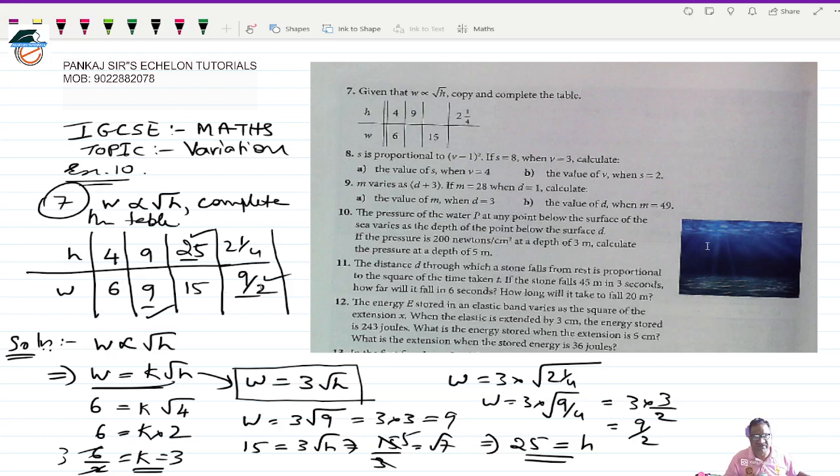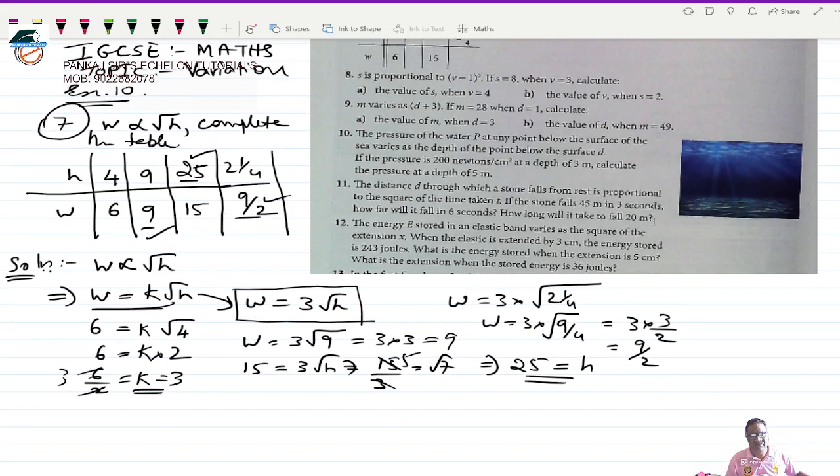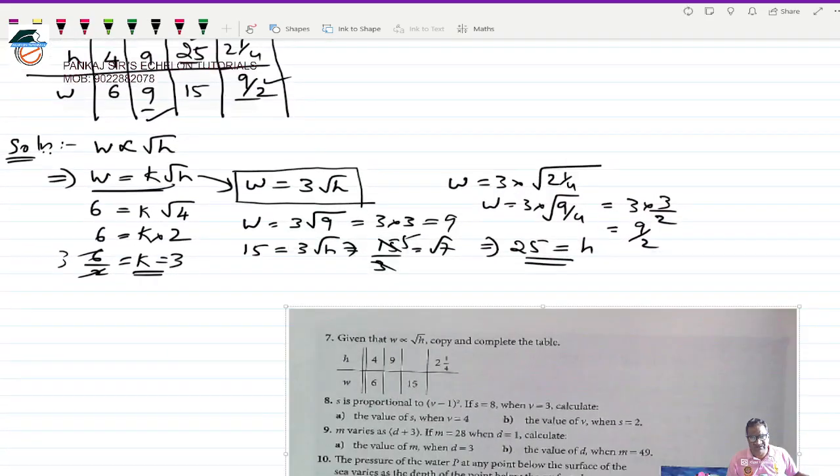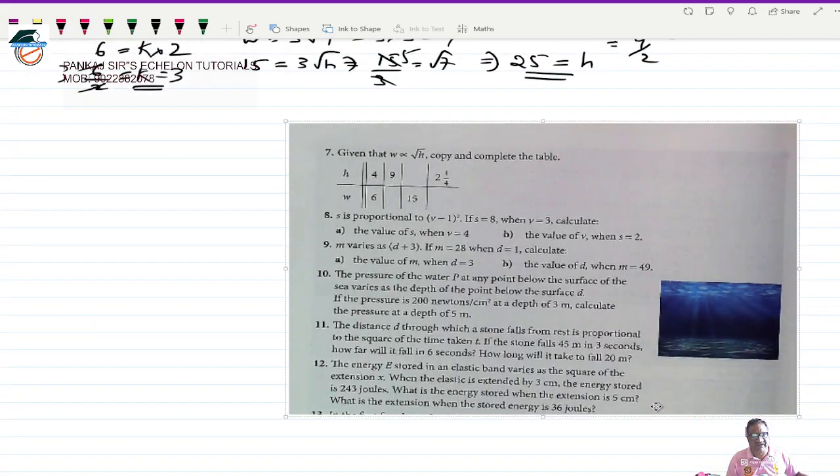Right now we are dealing with direct variation only. In the next exercise we'll be dealing with the inverse relations, inverse variation. So that was question number 7. Coming to question number 8.